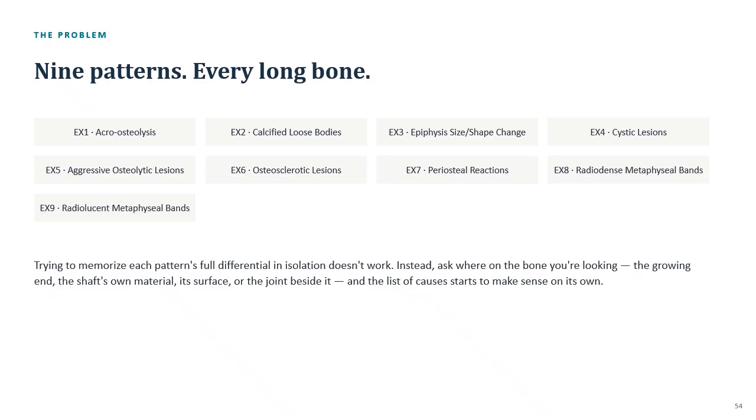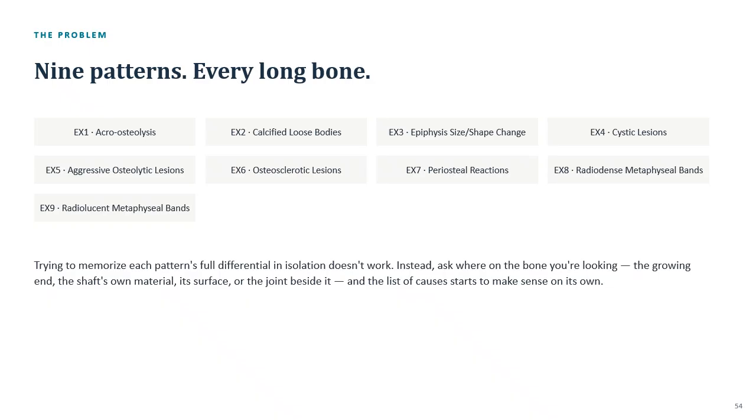And last but not least, we have metaphyseal bands. These are lines near the growing ends of a long bone, and they may be more radiodense, meaning they're wider on the image, or they may be more radiolucent, meaning they appear darker on the image. So we're not going to necessarily start with the disease names.